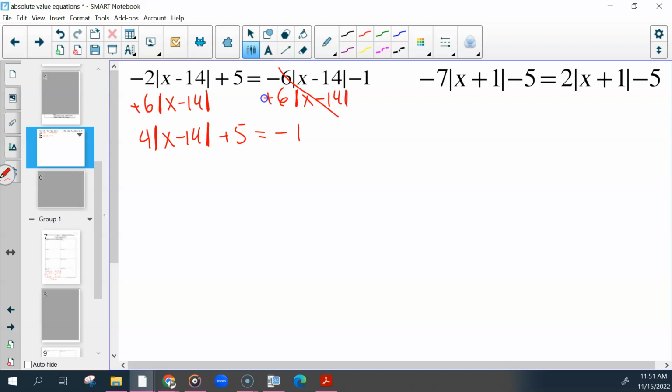So I'm not going to continue to solve this one because I want you to try it, but we are going to do the next one. Before we do the next one, do we have any questions on this one?